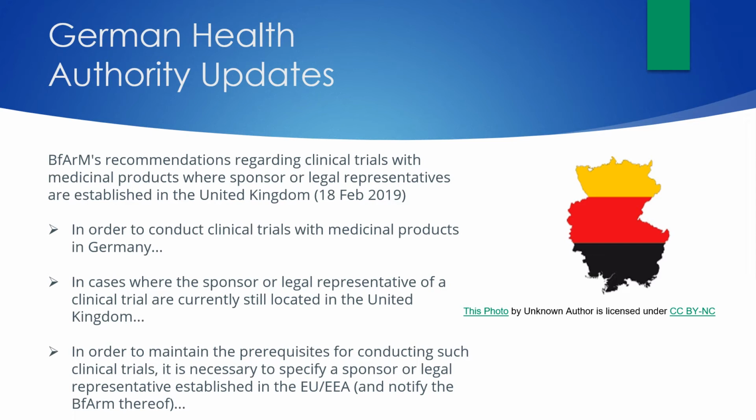The legal basis for this is laid down in Section 40, subsection 1, sentence 3, number 1 of the German Medicinal Products Act. It will become necessary to ensure that these establish a registered office in the EU or EEA. According to a recent database research from January 2019, there are within the German Health Authority responsibility approximately 1,300 clinical trials, the sponsor or legal representatives of which is currently still located in the United Kingdom.